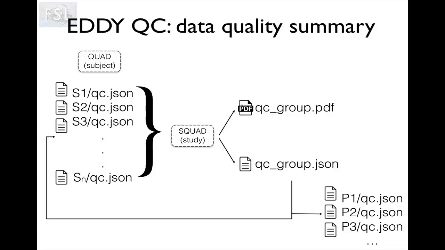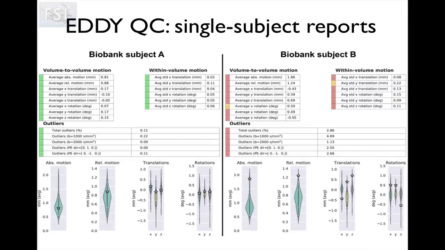It's going to produce a group quality control PDF that you can read, but in addition to that, it is also going to recalculate all the individual .json and .pdf files, such that you now know the quality of each and every subject's data set in relation to the average quality or overall quality of the data in your study. So let's just have a look at this.